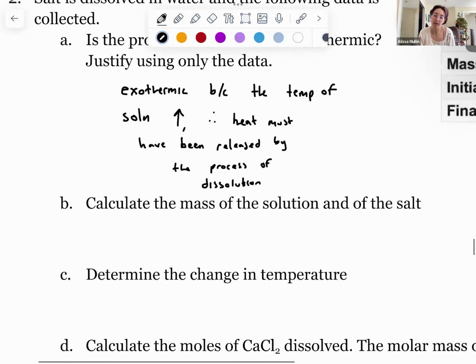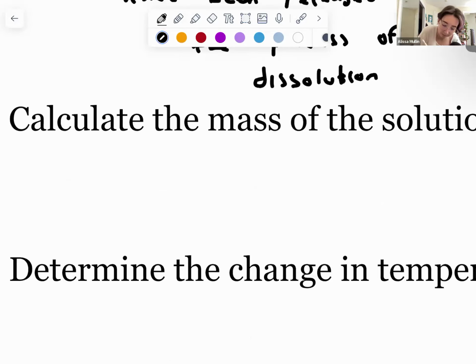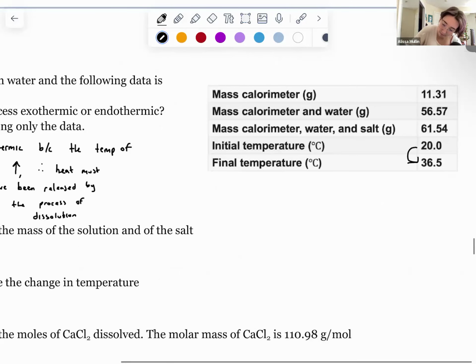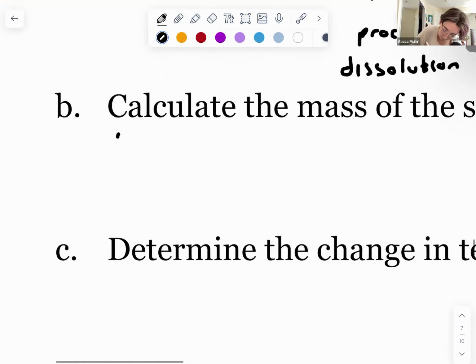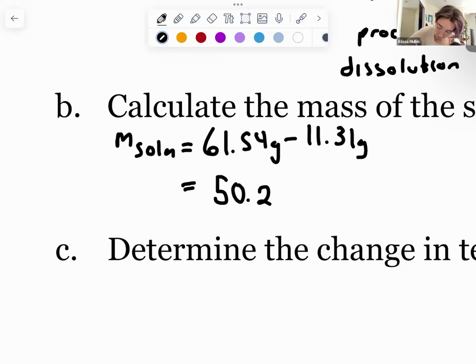Cool. All right, and then it's asking us to find the mass of the solution and of the salt. So of the solution, that's the whole thing. So solution implies that we have it added together. So we're going to take this one minus the mass of the calorimeter. So the mass of the solution is equal to 61.54 grams minus 11.31 grams, which means that the mass of the solution is this.